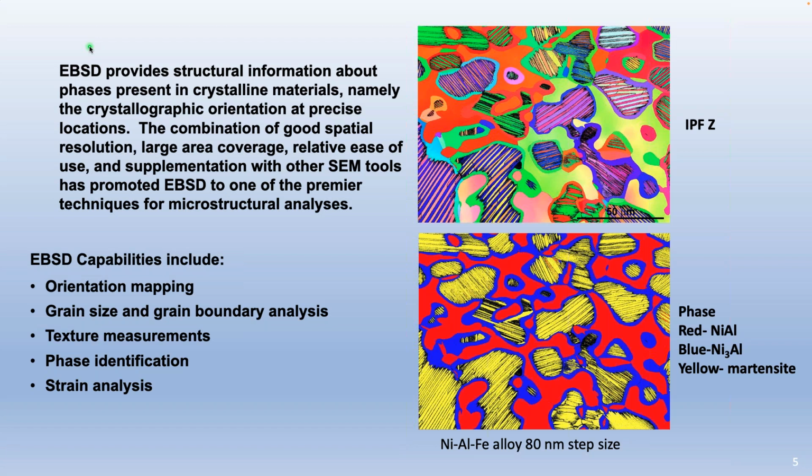The ability to form crystallographic images with this technique, I think, is really important. And we can make beautiful images like the one shown on the right. This is a nickel aluminum iron alloy that forms a martensitic phase along with some FCC phases and some ordered Ni3Al phases. And we get beautiful microstructures this way. So using EBSD, we know we can do orientation mapping. We can do some work with grain size and grain boundary analysis. We can measure textures, identify phases, and do strain analysis.